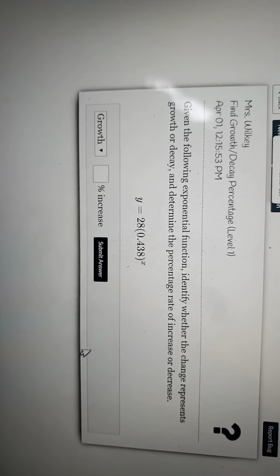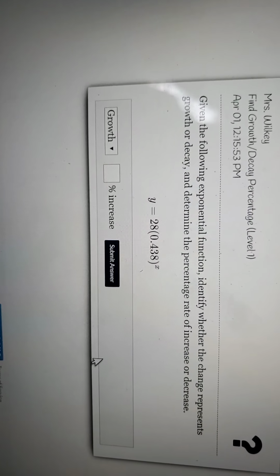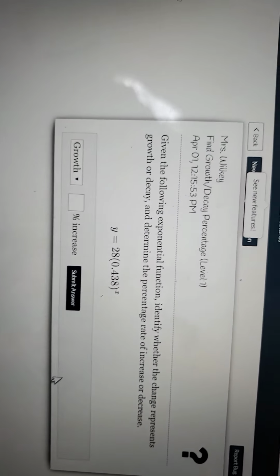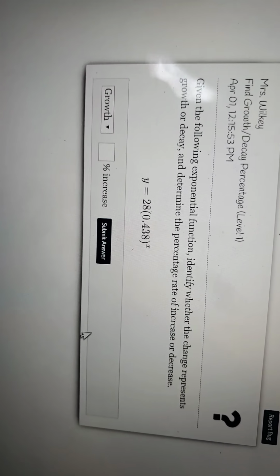Given the following exponential function, identify whether the change represents growth or decay, and determine the percentage rate of increase or decrease. Okay, well, we talked about this quite a bit. I'm erasing my whiteboard. Okay, so I'm going to write y equals 28 times 0.438 to the x. Okay.